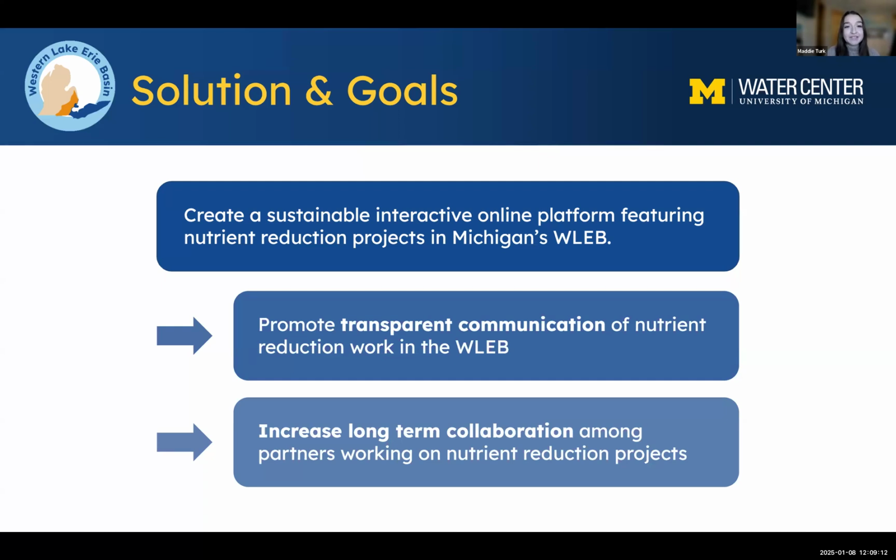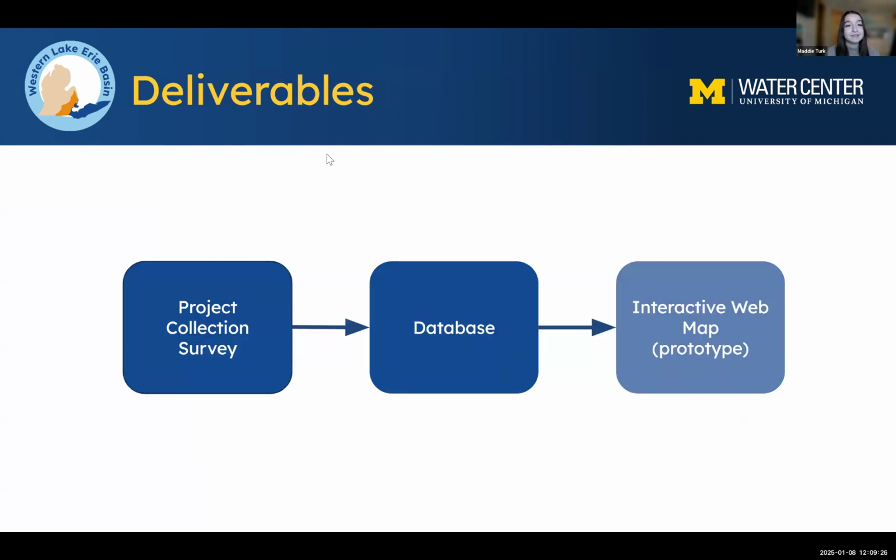Throughout the past year, our team has been working with Allison to make this project come to life. Ultimately, the goals of this project are to promote more transparent communication and increase long-term collaboration. To meet these goals, our team created a survey to collect the project information that populates the Nutrient Reduction Projects database. In the future, this database will be transformed into an interactive web map. Although we did not develop and publish a final version of this web map, we created a prototype to demonstrate how future individuals can use the map to learn about ongoing efforts to reduce nutrient pollution in the WLEB.